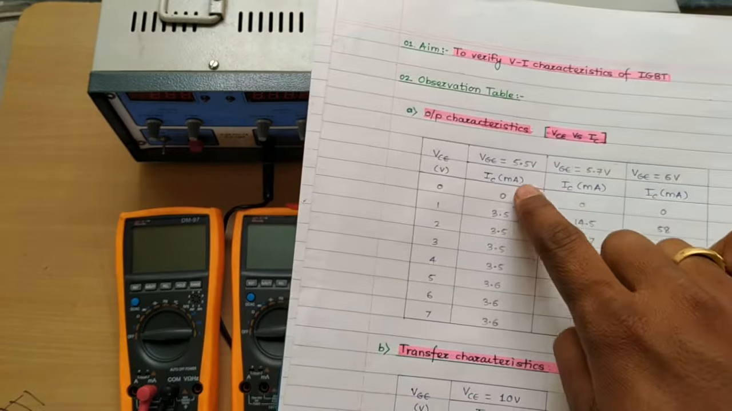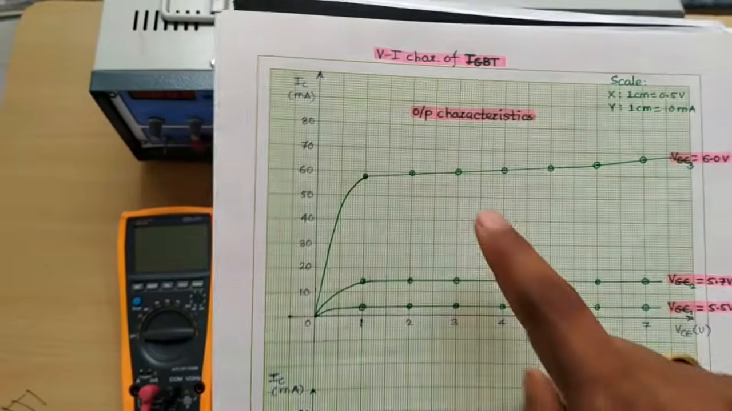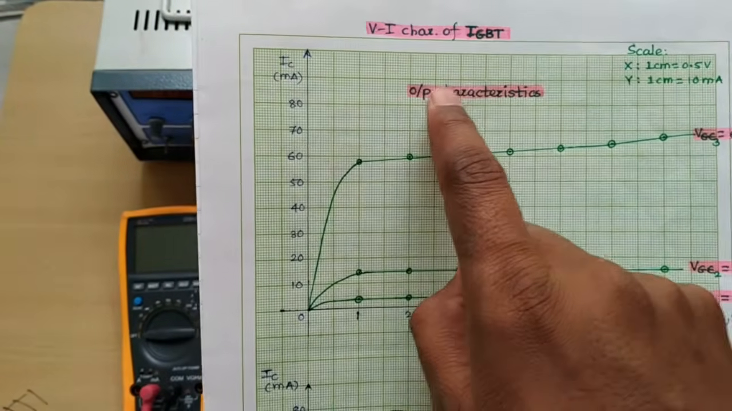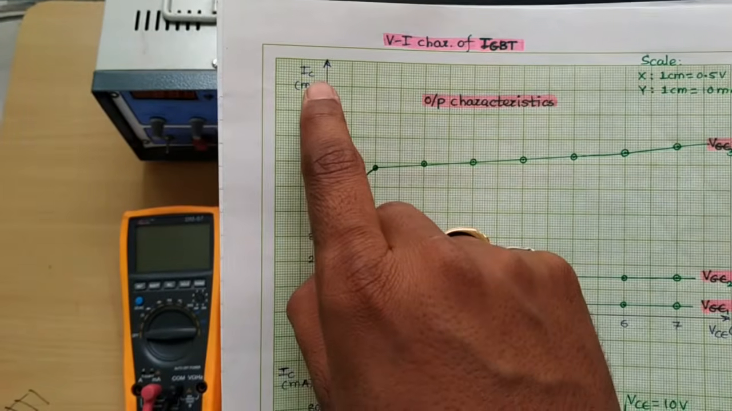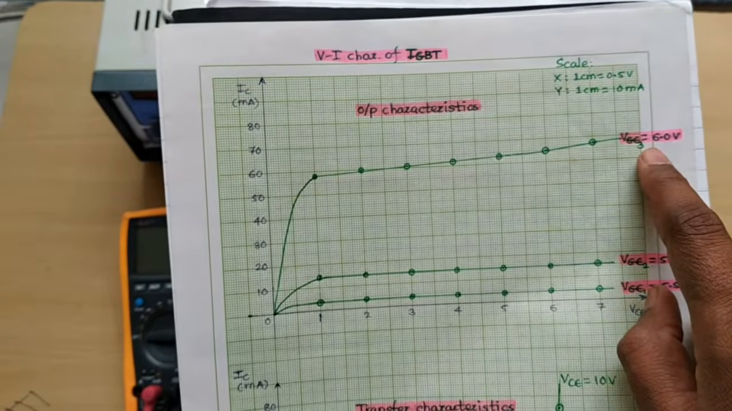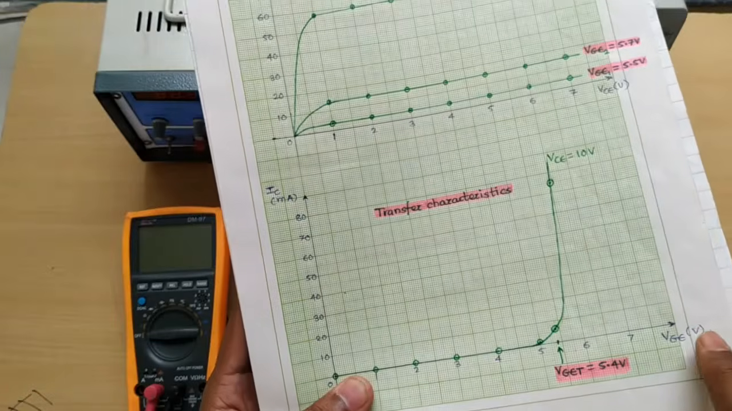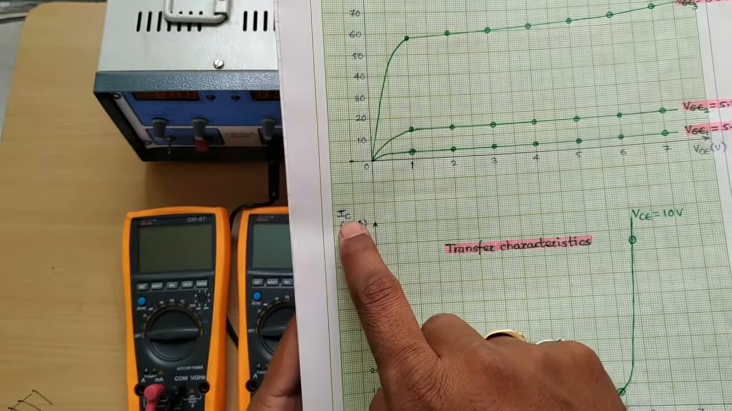Now we will try to plot the graphs for this. So friends, here you can see we have plotted the V-I characteristics for the IGBT. The output characteristics indicate the graph between output voltage VCE and output current IC. At this time we are keeping the input VGE constant. The second graph is the transfer characteristics, where we are changing the input and measuring the output current.